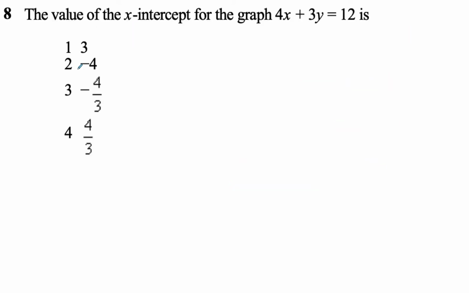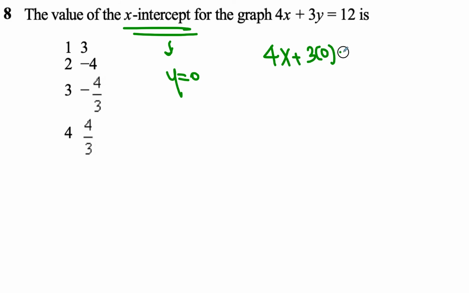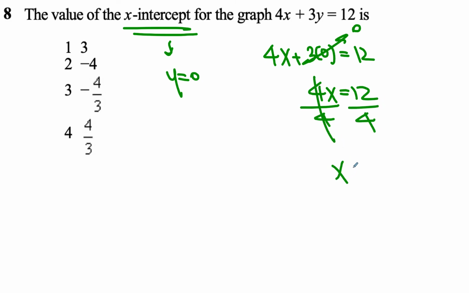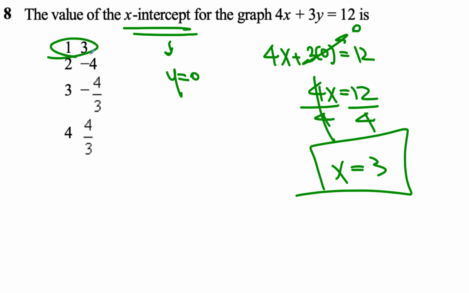All right, let's look at number 8. X-intercept. How do you find the x-intercept? I want you to remember that's when y is equal to 0. So I'm going to plug in 0 in place of y. So 4x plus 3 times 0 equals 12. 3 times 0, of course, is equal to 0. It cancels away. So we have 4x equals 12. When I divide by 4, x will be equal to 3. So choice 1 becomes the answer.